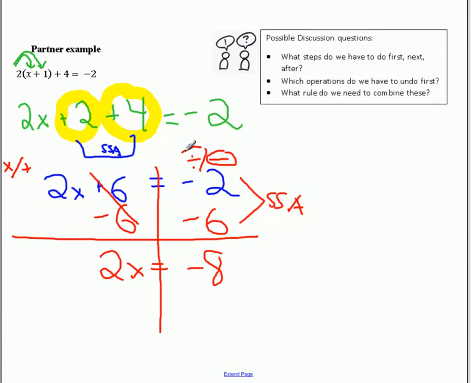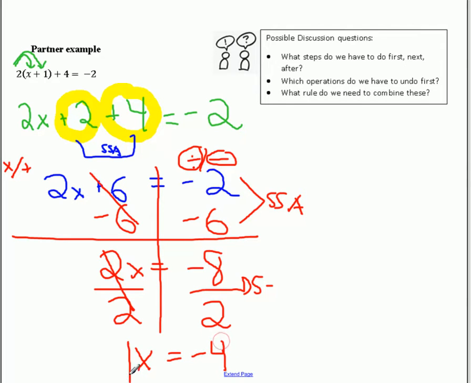Okay, after my subtracting, now I have to divide both sides by the number I want to get rid of, which is 2. My 2's cancel out. 2 divided by 2 is 1. And I get x equals, these are different signs, so my answer will be negative 4. If you got it right, good for you. You and your partner worked well together, hopefully.